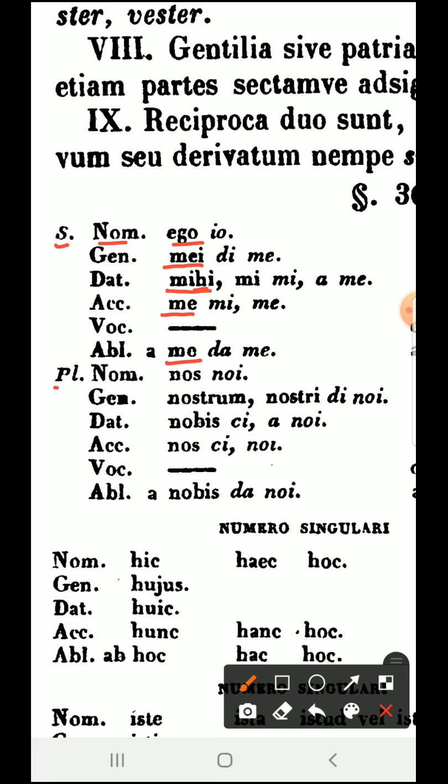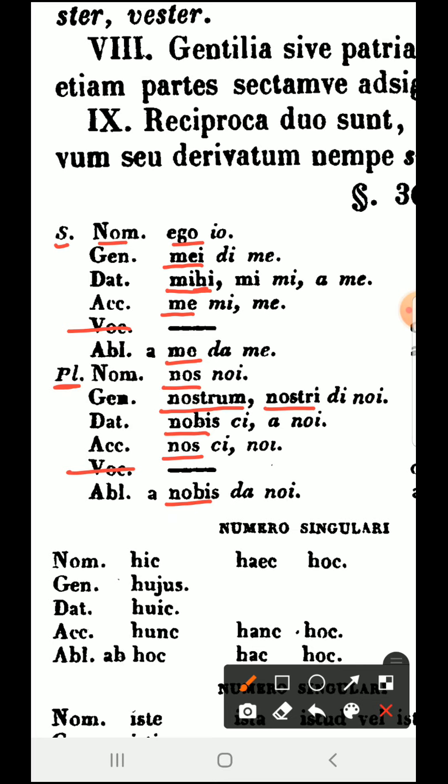As we look below, we can see that we also have plural first person personal pronouns, starting with the nominative nos, which means we. The genitive plural can be either nostrum or nostri, and that means of us. The dative is nobis, to or for us. The accusative is nos, us. There's no vocative case, just as there wasn't for the singular. And the ablative plural is nobis, from us.